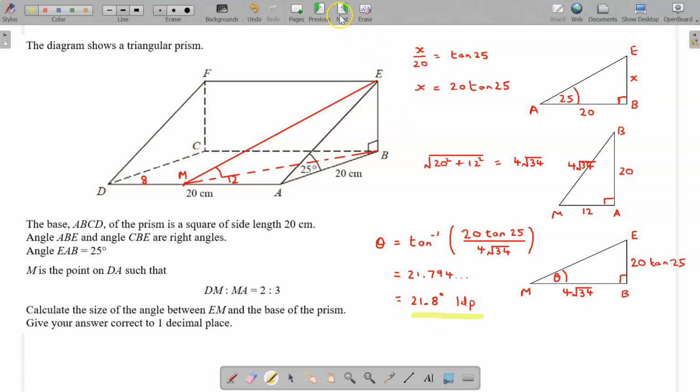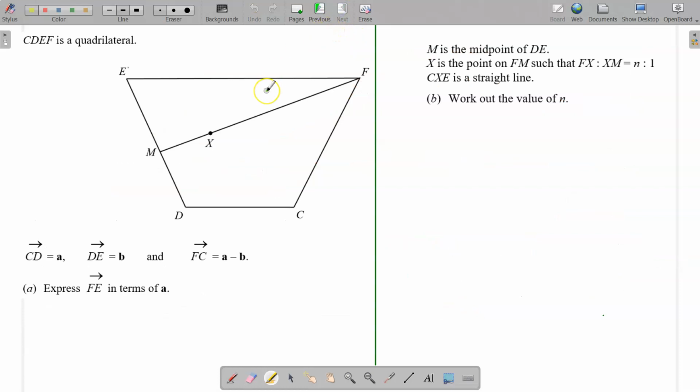And the last question. This is a vector question. This would be a grade 9 question. It's right at the end of the paper, and the first part's quite easy. That was worth 2 marks. This last part's worth 4. Quite a lot of work to do for that. So I'll run through that one with you now. And this is how it works.